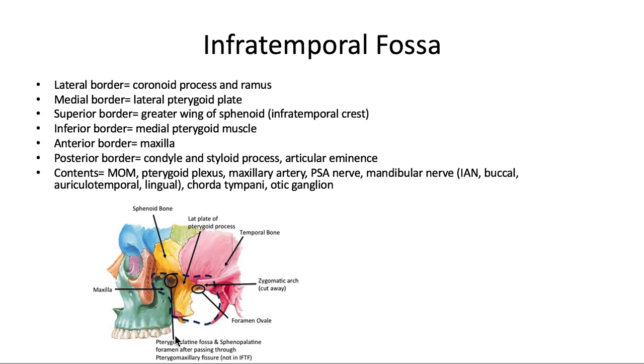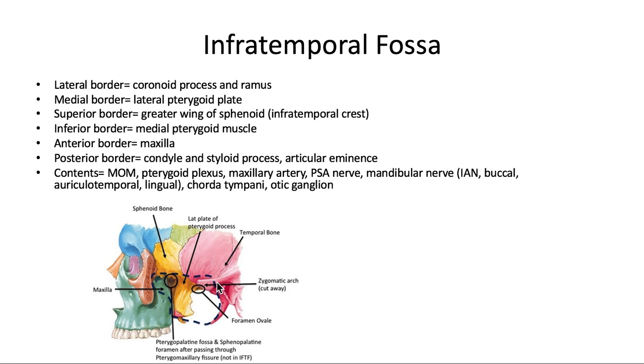The inferior border is not shown, but it's mostly determined by actually a muscle this time. So the medial pterygoid muscle runs down through here. It attaches at the medial angle of the mandible, and that is basically determining that inferior border. The anterior border is determined by the posterior surface of the maxilla right here. The posterior border is determined by the condyle as well as the styloid process and the articular eminence.